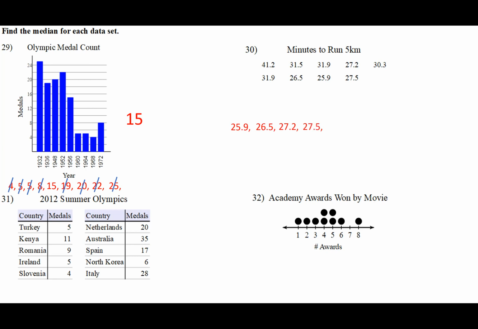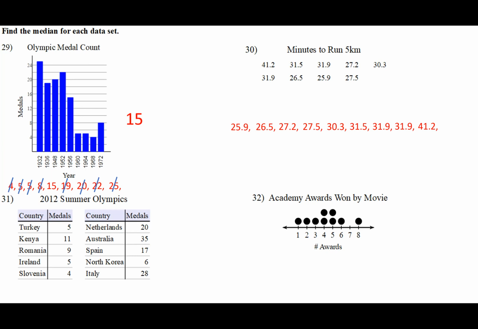Then I go in the 30s. Let's see, there's 30.3, 31.5, 31.9, and 31.9. And then in the 40s, I have 41.2. I listed my numbers from small to large. So I have my list again from small to large.